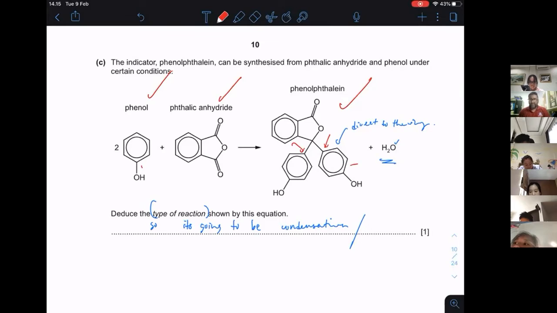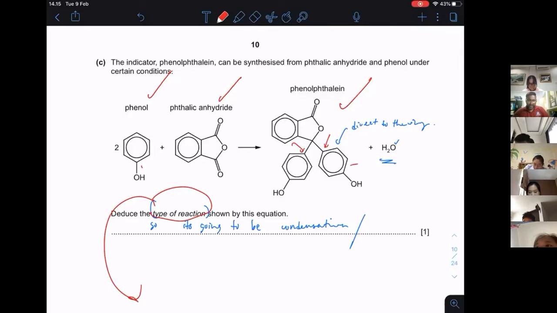So in this case, when I have this, I do not write down electrophilic substitution, because they have mentioned the type of reaction. They didn't say the mechanism of the reaction. So for the type of reaction, you need to analyze what is actually happening.